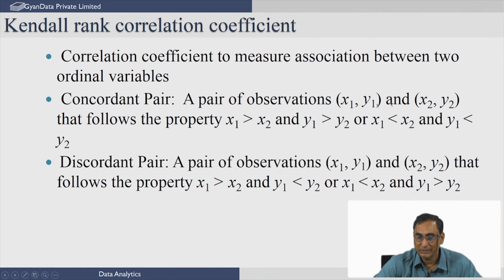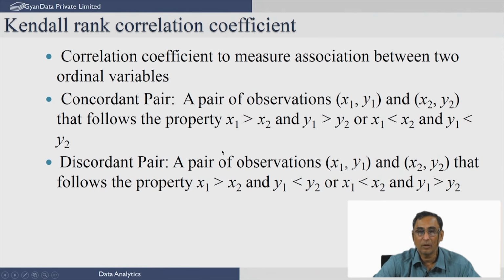If x1 is greater than x2 and the corresponding y1 is greater than y2, then we say it is a concordant pair. That means, if x increases and y also correspondingly increases, then these two data points are said to be concordant. Similarly, if x1 is less than x2 and correspondingly y1 is less than y2, then also we say it is a concordant pair. That means, when x increases, y increases, or x decreases and y decreases, then we say these two data pairs are concordant.